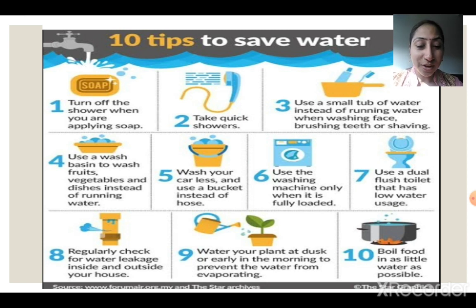As we all know, water is a precious resource. We should not waste water, because only limited water is fit for drinking. 70% of the earth's surface is covered with water. But do you really think the entire water is fit for drinking? No, it's saline, it's salty water. Okay, a very small percentage is fit for drinking. We need to save water. So here are some ways to save water.